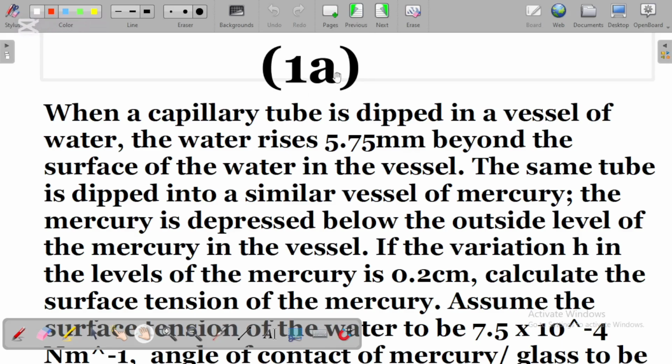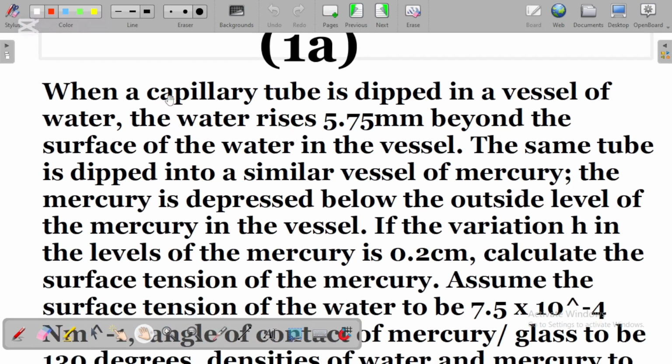Alright, let's look at the question. This is question 1A. When a capillary tube is dipped in a vessel of water, the water rises 5.75 millimeters beyond the surface of the water in the vessel.